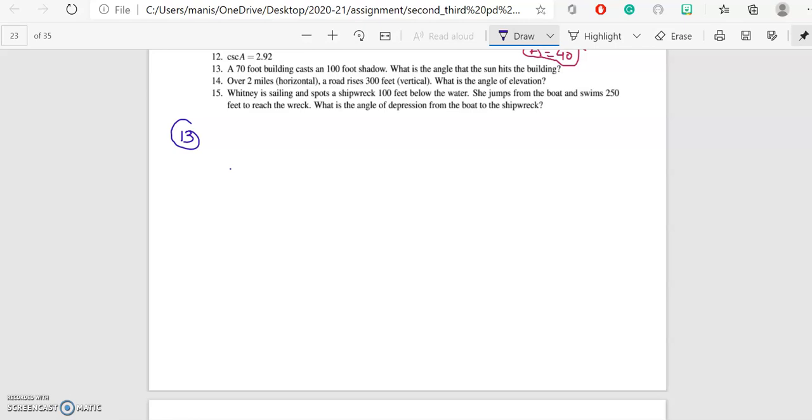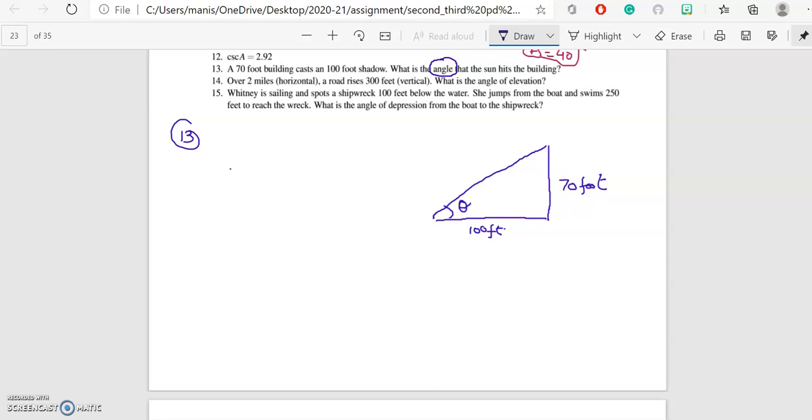A 70-foot building. So when we are talking about a building, a building looks like this, and they have given 70 foot. A 70-foot building casts a 100-foot shadow. The shadow will come like this. So this is your 100 foot. What is the angle? Now, do you see the word angle over here? Yes. Whenever you see the word angle, this means they are asking you to use inverse trigonometric functions. What is the angle that the sun hits the building? So we are looking for this angle over here.